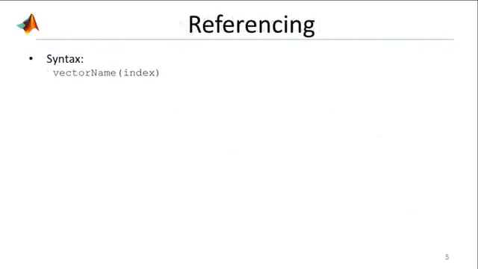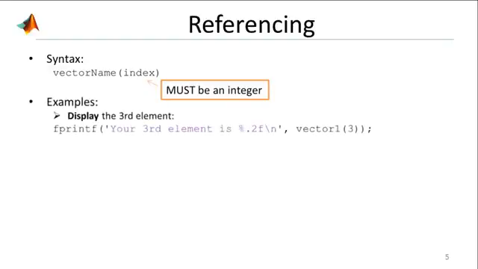The syntax now involves parentheses and an index. That index must absolutely be an integer. But after that, whatever process you've already learned, you can apply. If you want to display, you would still use the fprintf command, but now you need to indicate which index you want to display. So the value at index 3 in vector 1.